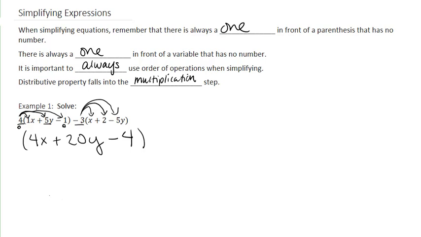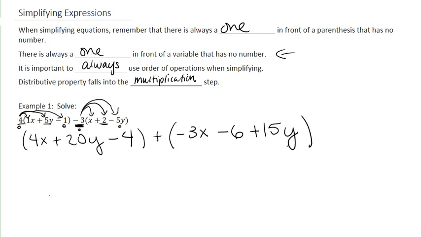So negative 3 times x. Remember that any time there is no number in front of a variable, it's just 1. So 3 times 1 is equal to 3, but it's negative. So we will do this plus negative 3x. Now we have negative 3 times 2. So that equals negative 6. Now negative 3 times negative 5y is equal to positive 15y.